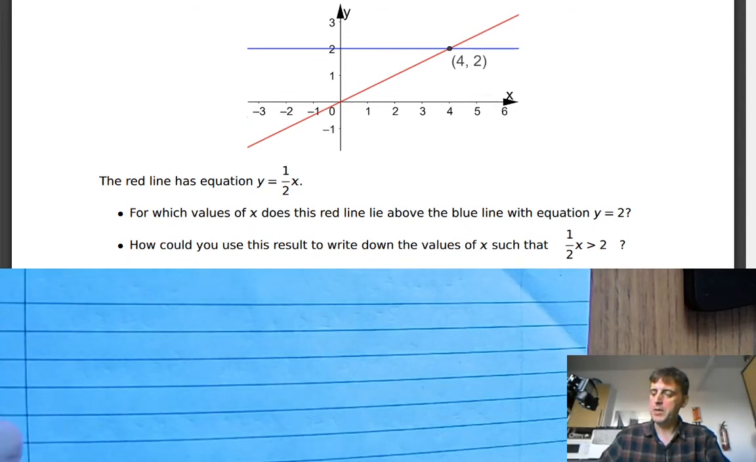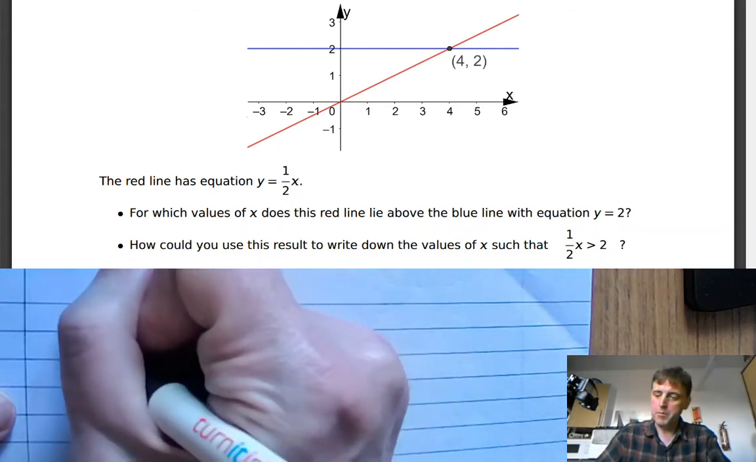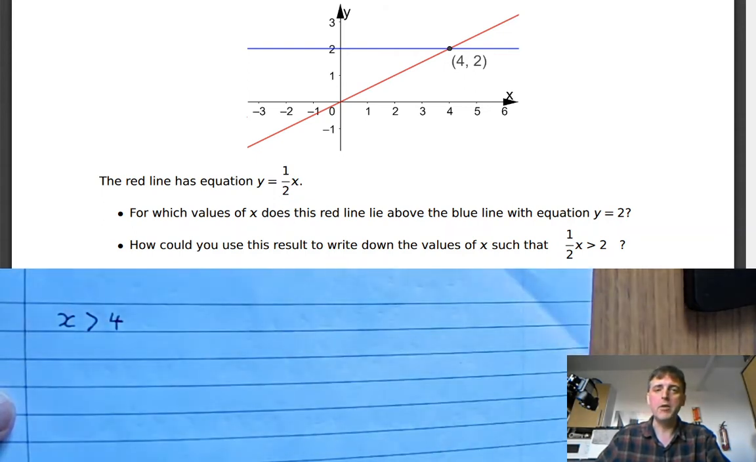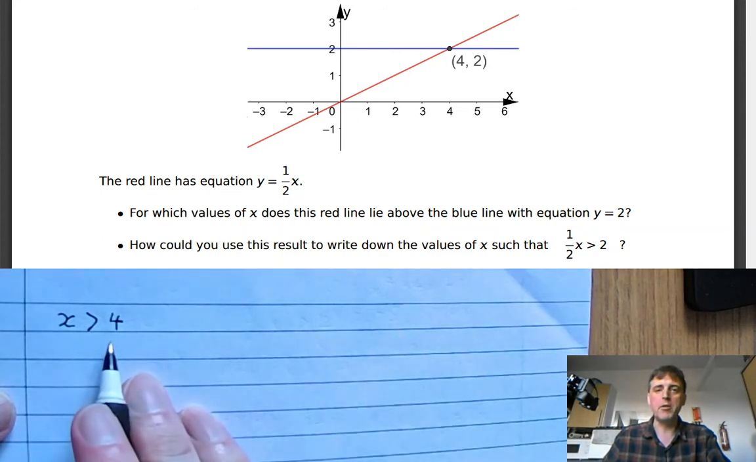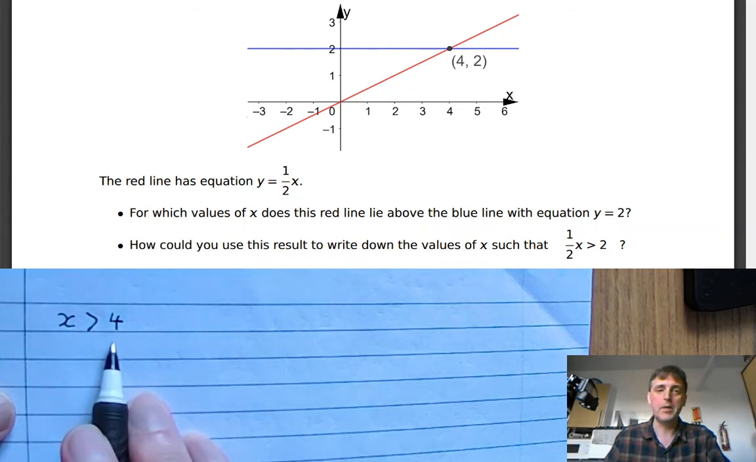All right, let's see what we're thinking. So first question, for which values of x does the red line lie above the blue line? Okay, well, that is going to be the x values which are greater than 4. And if you look, you can see that those lines intersect when the x coordinate is 4. And so the red line is above the blue line everywhere to the right of that, where the x values would be greater than 4.